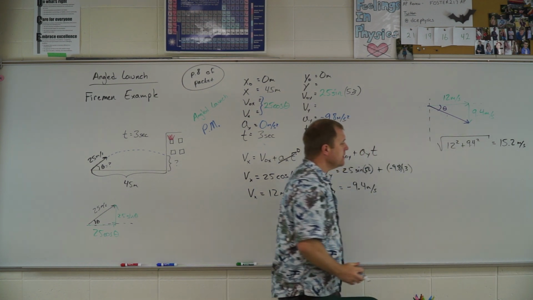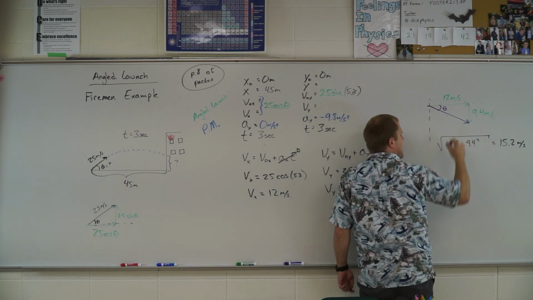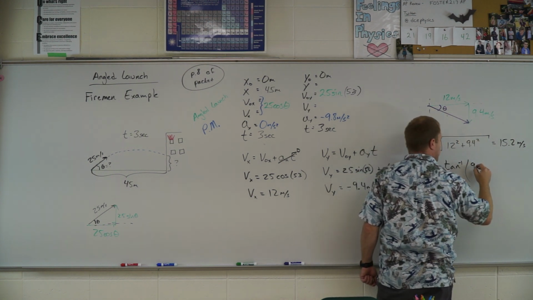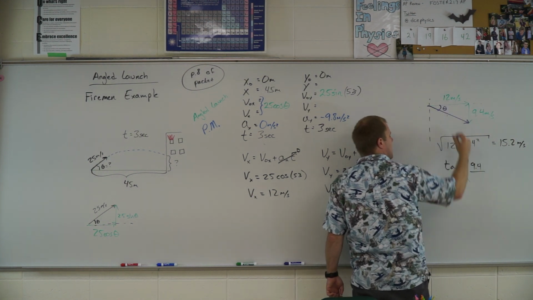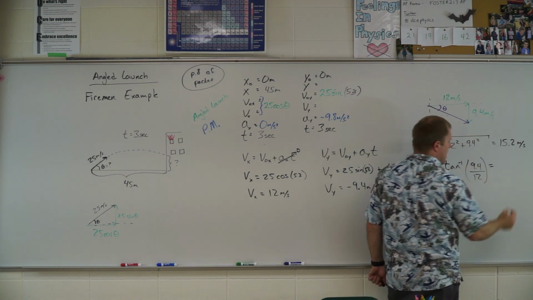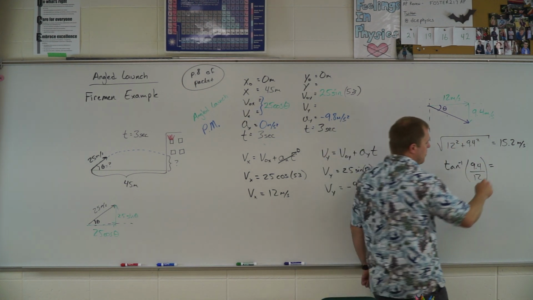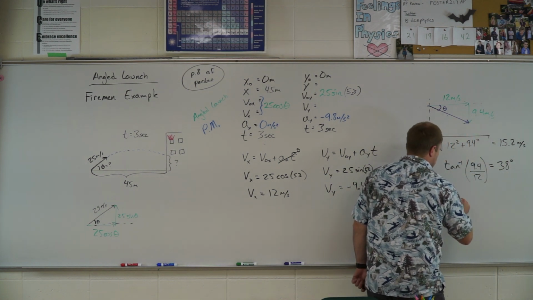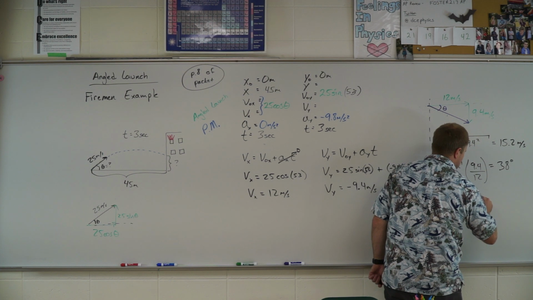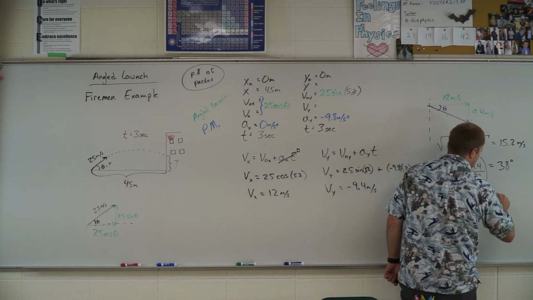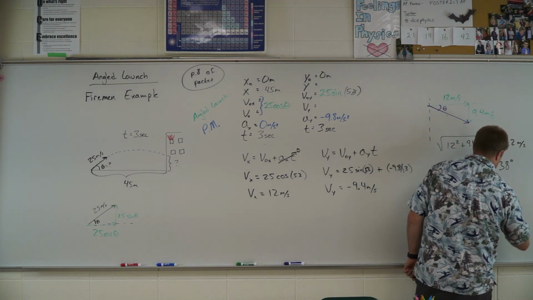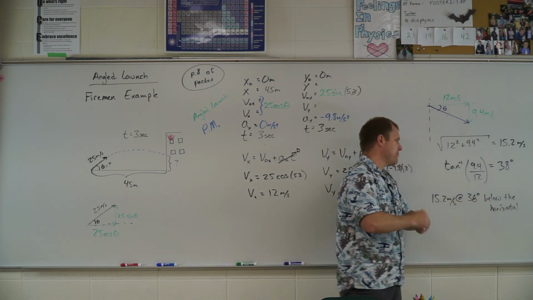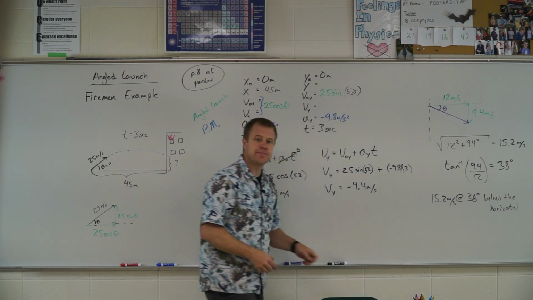15.2 meters per second. To find the angle, I need to take the inverse tangent of the opposite side, 9.4, divided by the adjacent side, 12. And you end up with an angle of roughly 38 degrees. And so I have 15.2 meters per second at 38 degrees below the horizontal. Don't forget to include that reference on your direction. So there's our example.